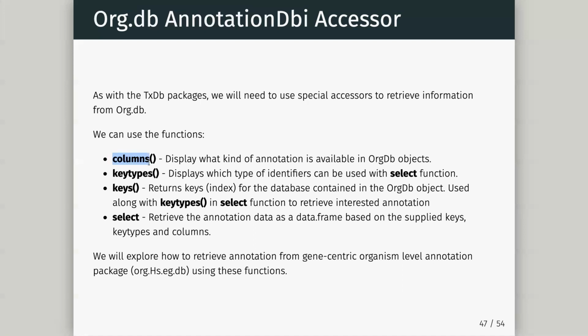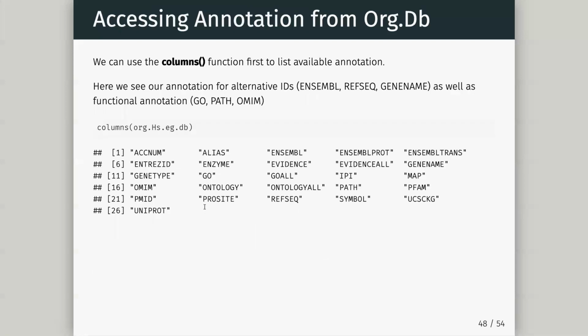So we're going to have a little go at this now. If I apply columns to my org.Hs.eg.db object, you can see it gives me back all the information available within this package. So we have Entrez ID, we also have Ensembl ID, we have gene name, which isn't the same as symbol.